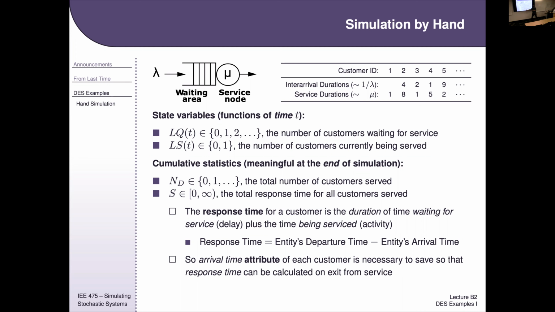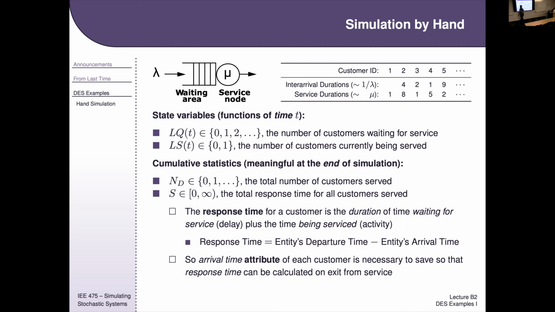Now, in order to figure out when they arrived, we have to stamp them with their arrival time. So that's an attribute. So we are going to stamp each entity with an attribute, which just remembers for us, for our record keeping, when they entered the system. So customer 4 enters the system at a time that we don't know ahead of time, but our simulation will end up telling us.